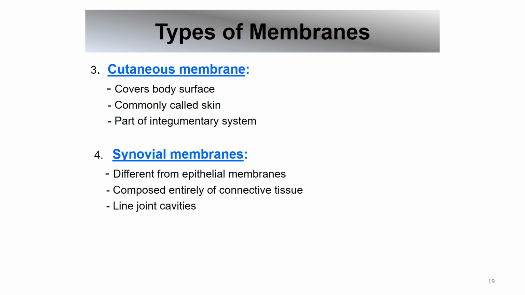Cutaneous membrane. Cutaneous membrane covers the body surface. Know that it's commonly called the skin. And in the next chapter, we'll cover the integumentary system, which includes the skin, hair, and the nails. Synovial membranes, it says, are different from epithelial membranes because they're composed entirely of connective tissue. But note, the synovial membranes are found in our joints.